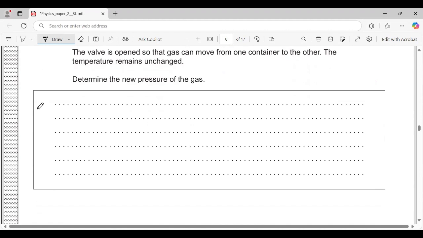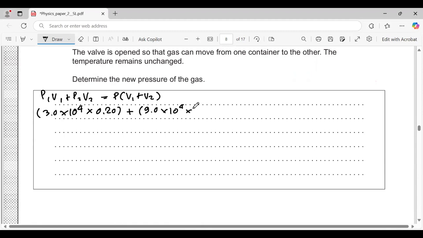I'd like to use this formula: P1V1 plus P2V2 equal P times V1 plus V2. So P1 is 3.0 times 10 power 4, times 0.20, plus 9.0 times 10 power 4 times 0.10, equal P.